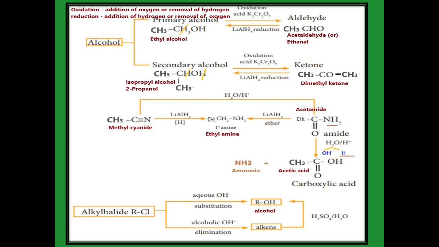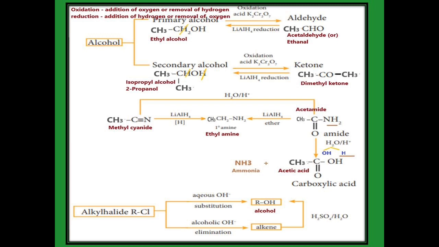The next one, methyl cyanide. Now the reverse reaction. See the reverse reaction, lithium aluminum hydride. With the help of lithium aluminum hydride, acetaldehyde undergoes a reduction reaction. Reduction means what? Addition of hydrogen. So if we add hydrogen to acetaldehyde, we get ethyl alcohol in the reverse direction.